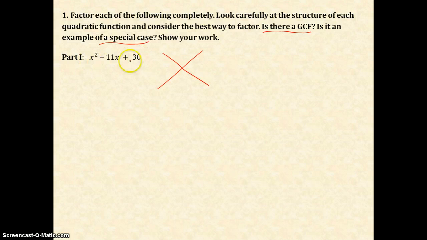So A times C, 1 times 30 is 30, and then B is negative 11, and I need two numbers that multiply to positive 30, but add up to negative 11. I'm going to have to do negative times a negative in order to multiply to positive and add up to negative, and it looks like negative 5 times negative 6 is 30. And negative 5 plus negative 6 is negative 11. So, I started with just an x, so it's x minus 5 and x minus 6. So that's my answer. x minus 5 times x minus 6.